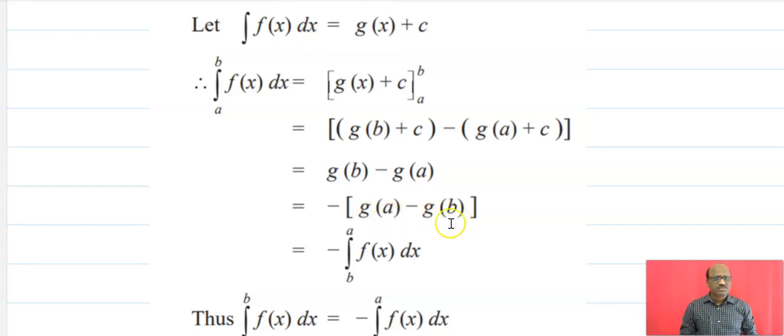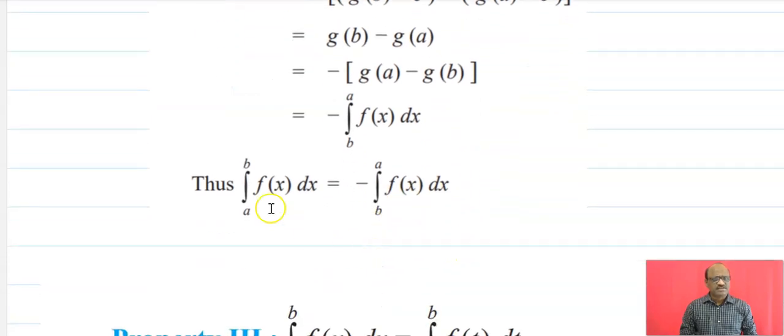But what about this? What will be its value? G of a minus g of b is nothing but the integral with lower limit b, upper limit a, f of x dx. And thus, the integral a to b f of x dx is equal to minus integral b to a f of x dx.